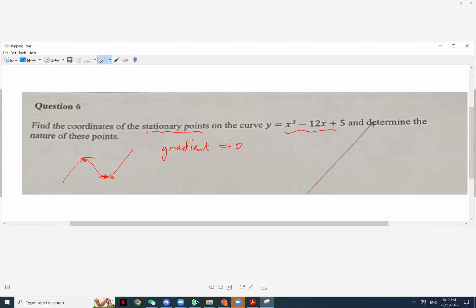But how we find the gradient of a curve? Okay, the official name called the differentiate the y. Symbol is dy dx. And now what's dy dx? X cubed change to 3x squared. And because it's about the gradient, this gradient just minus 12.